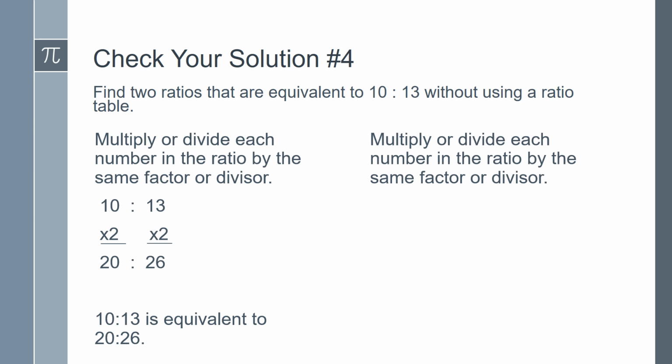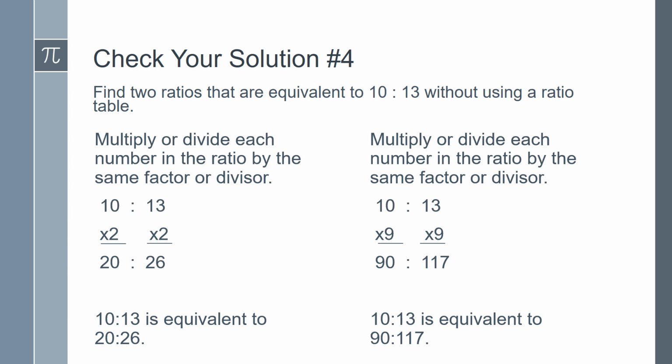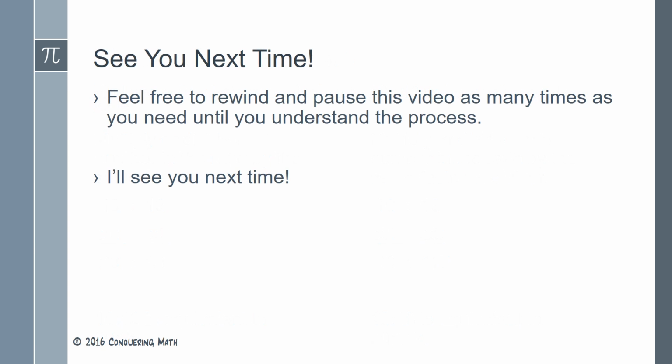Now we need to follow the same method, starting again with 10 to 13, and this time I chose to multiply by 9. 10 times 9 is 90, and 13 times 9 is 117. So 10 to 13 is equivalent to 90 to 117. Remember that your answers might be slightly different. As long as you followed the correct method, that is fine.